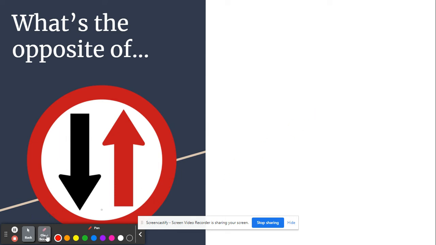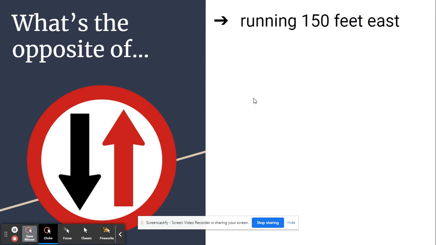All right, so now the next part. This part's kind of silly, but it just wants to get you thinking about what the opposite is. So let's look at the first thing. Running 150 feet east. What would be the opposite of running 150 feet east? Right, east is one direction. So if I'm going to run in the opposite direction, I'm going to run 150 feet west.